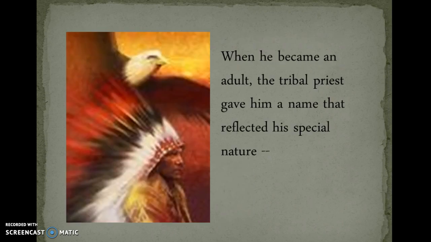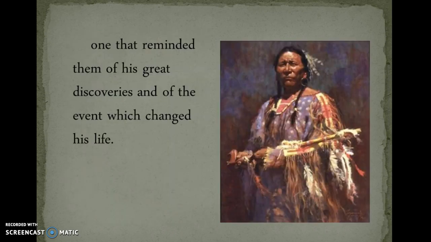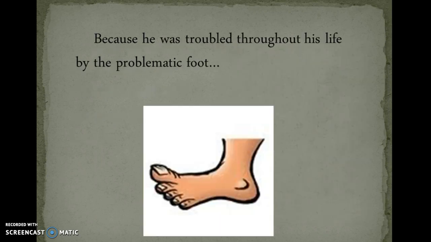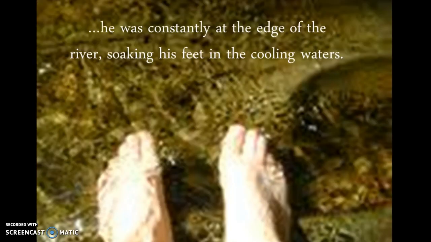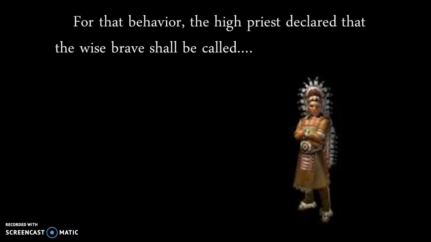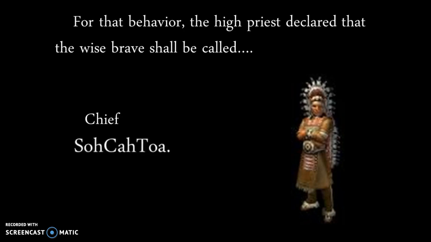He studied many aspects of trigonometry, and even today we remember many of the functions by his name. When he became an adult, the tribal priest gave him a name that reflected his special nature, one that reminded them of the great discoveries and of the event which changed his life, because he was troubled throughout his life by a problematic foot. He was constantly at the edge of the river, soaking his feet in the cooling waters. For that behavior, the high priest declared that the wisest brave shall be called Chief Sohcah.